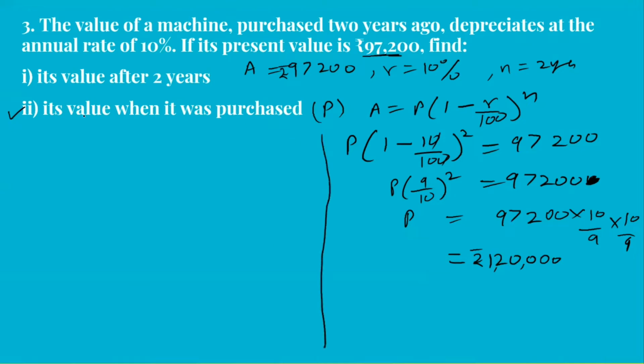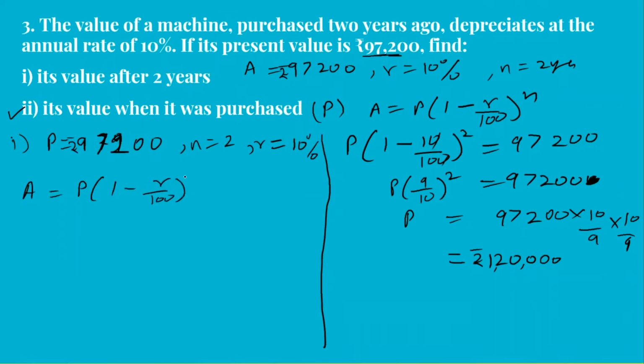Now let us find its value after 2 years. We move this side. To find the value after 2 years, 97,200 is going to be the principal, and it is to be found for the next 2 years. So n is equal to 2, and the rate of depreciation is again 10% per annum. We have to find the depreciated amount. So A is equal to P in bracket 1 minus R upon 100 raised to n again.